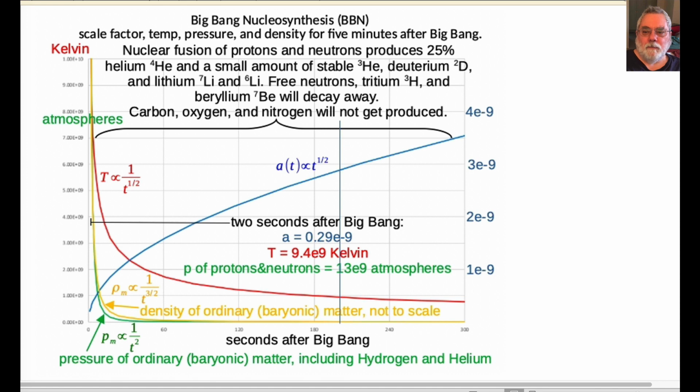Two seconds after the Big Bang, the temperature was 9.4 billion Kelvin, 600 times higher than the core of the Sun, but not as high as particle accelerator collisions on Earth. Temperature decreased by a factor of 12 over these 5 minutes. Temperature is the red curve on the graph with its scale on the left-hand side, from 0 to 10 billion Kelvin.